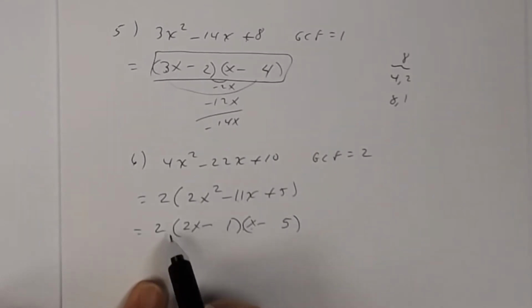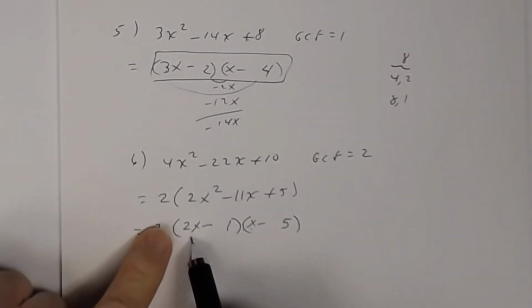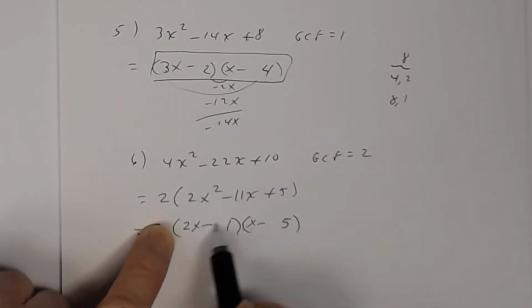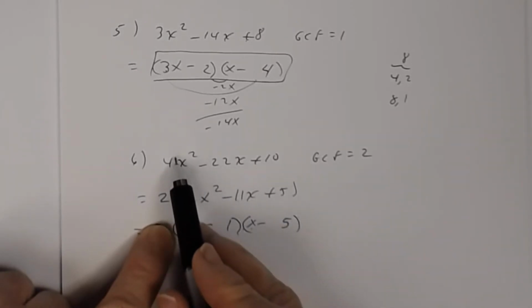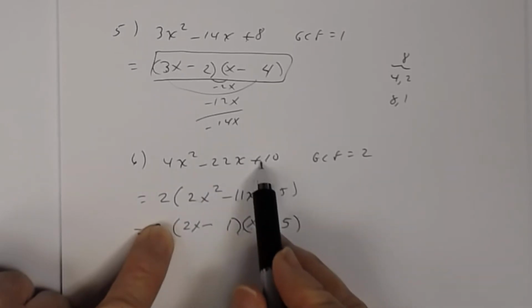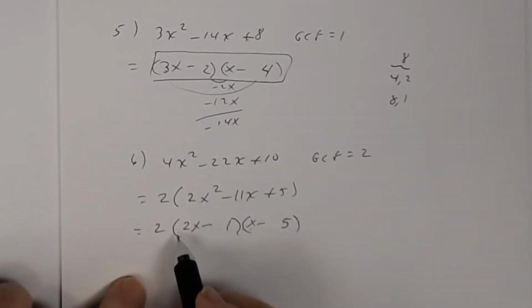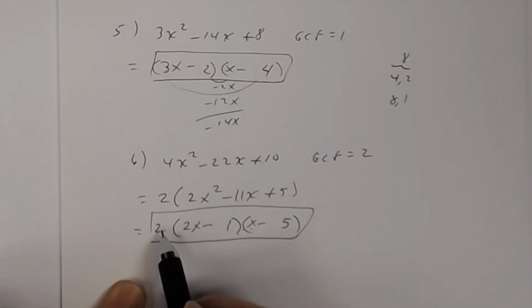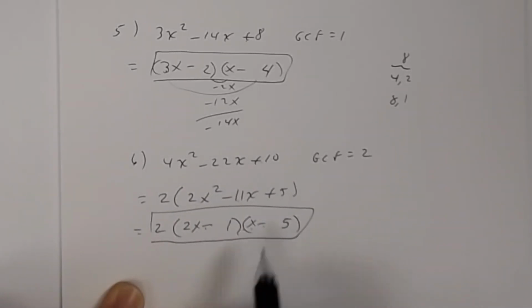All right. Now don't forget. If you say that's the answer, that's incorrect, because that's a factorization for this trinomial. Remember, you're factoring the original trinomial, which is this. So don't forget about the GCF. All right. So this factorization has three factors: 2, 2x minus 1, and x minus 5.